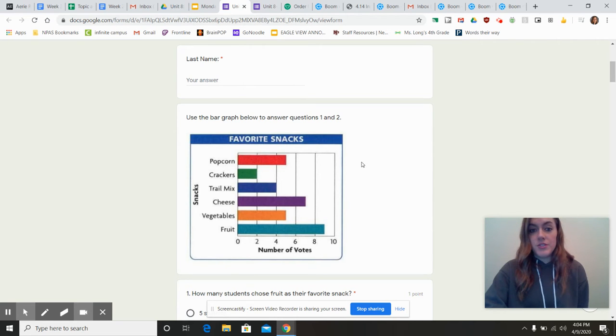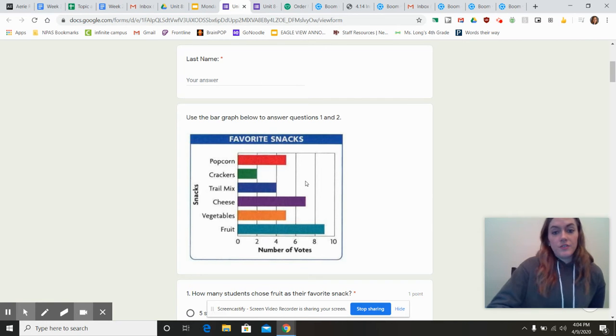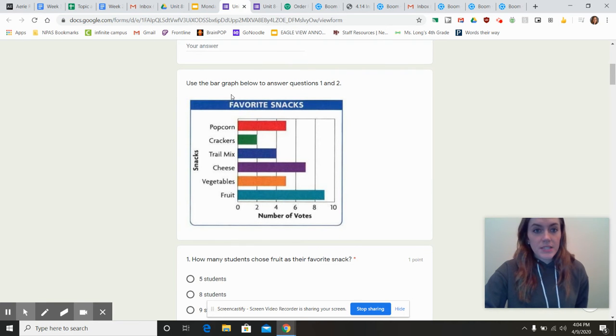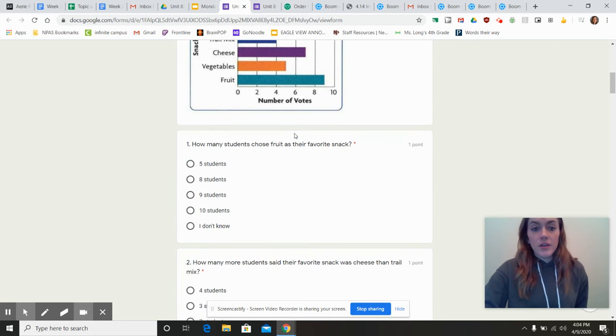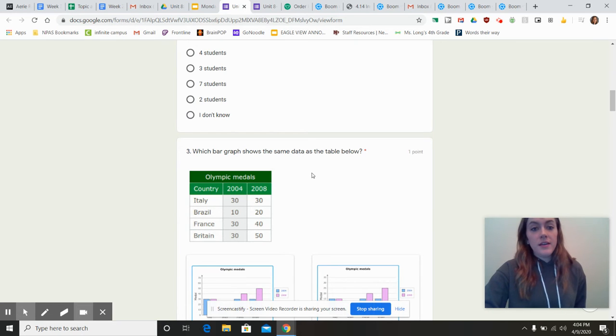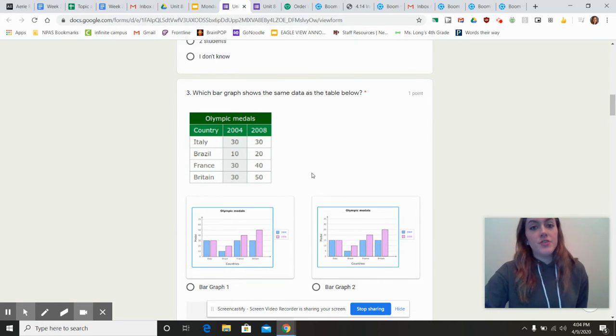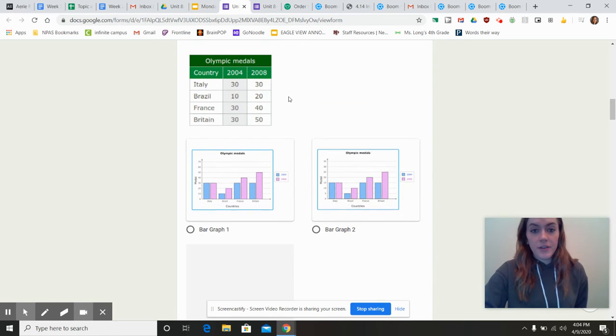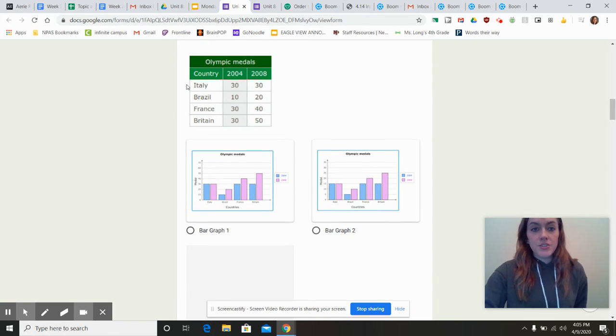So a main thing I want you to remember is make sure you read the directions. It tells you specifically what questions go with what picture. So just make sure that you're really paying attention to that. So for instance, this first one says use the bar graph below to answer questions 1 and 2. So you're only looking at questions 1 and 2. For instance, number 3, this one says, which bar graph shows the same data as the table below? So you're going to be looking at this table, and then you need to pick which bar graph, either 1 or 2, would match this one.